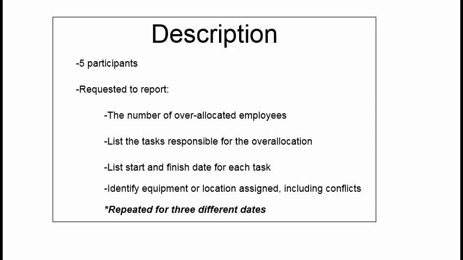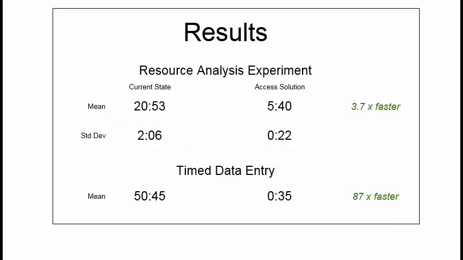The results of this experiment were significant, with a mean time of 20 minutes 53 seconds to complete the procedure in the current state, as opposed to just 5 minutes 40 seconds when using the Access tool. Additionally, we recorded the amount of time necessary to set up the current state Excel tool when a new project is received. Although this will only occur around 4 times a year, the amount of time required was substantially higher than the 35 seconds it takes to import the information into our database.